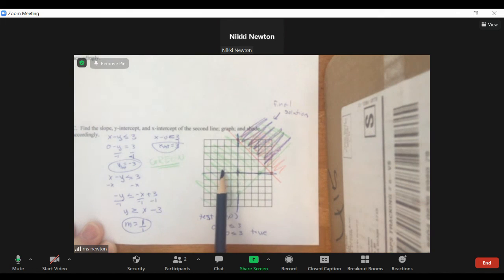This green section over here is not a solution to the system because it's not both, it's just green. And likewise for this red over here, it's not a solution to the system because it's just red. And that is all.